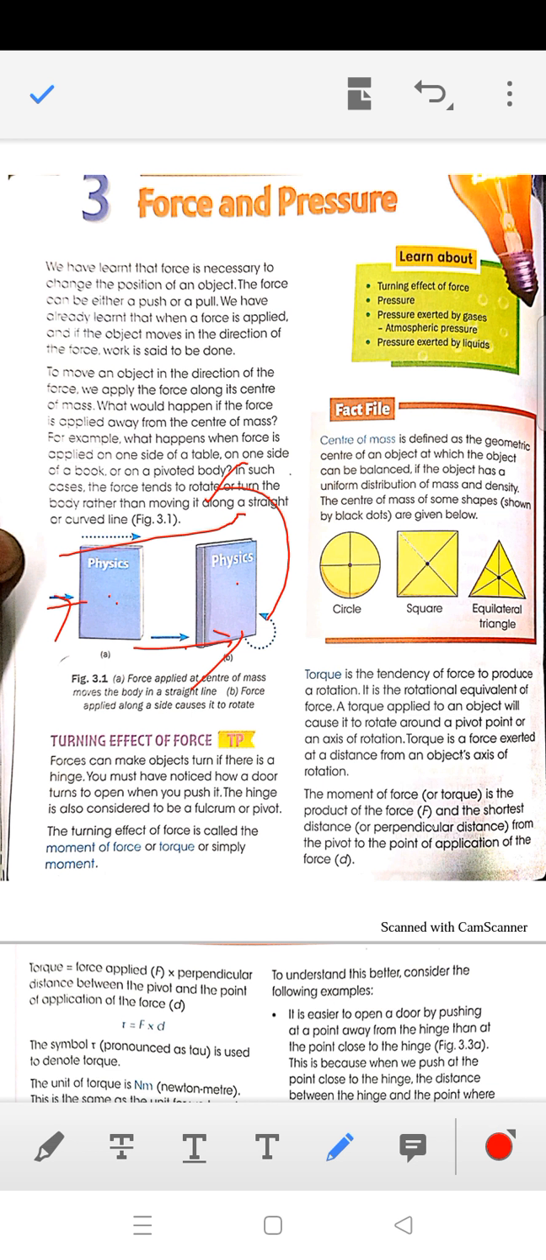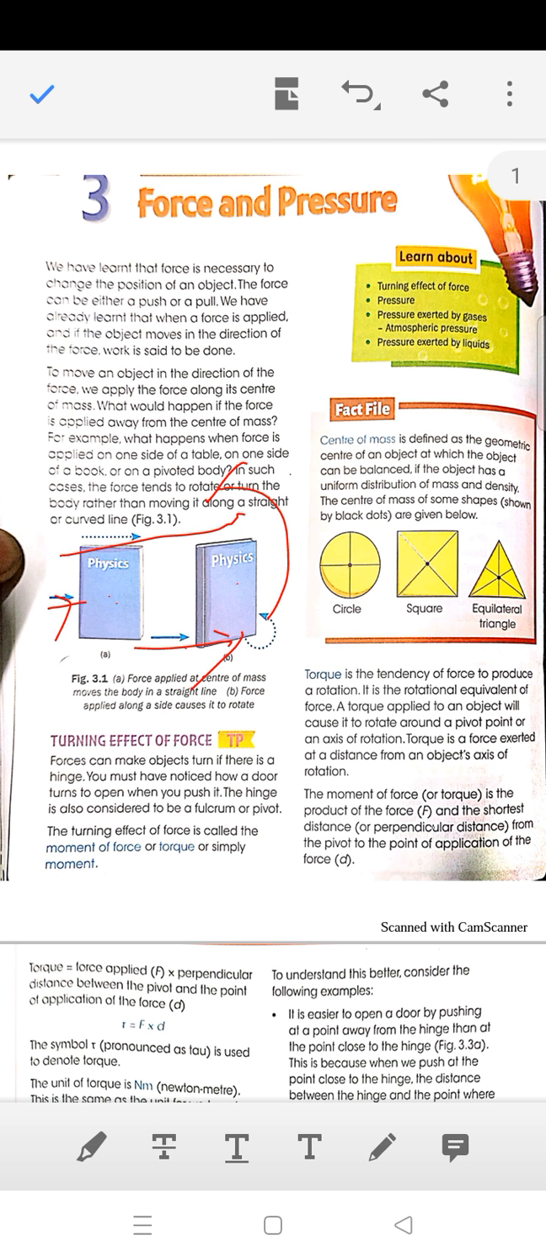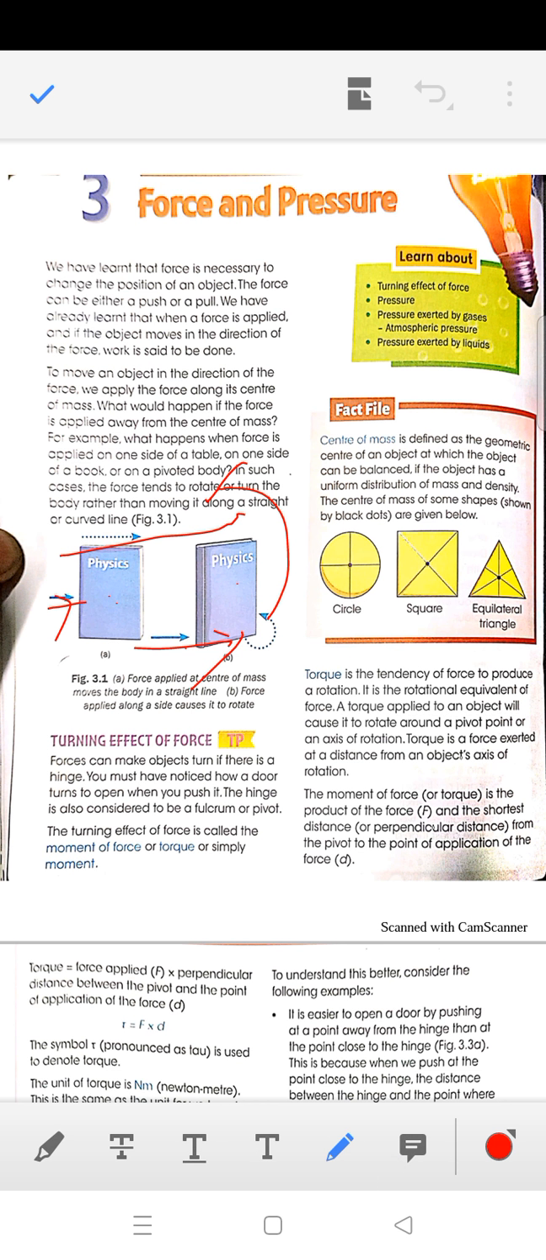Force can make objects turn. Now, what can force do? Force can make the object turn. If there is a hinge, you must have noticed, when you open or close the door, there is a turning effect of the door. This we know. Now, this turning effect of force is called moment of force or torque.